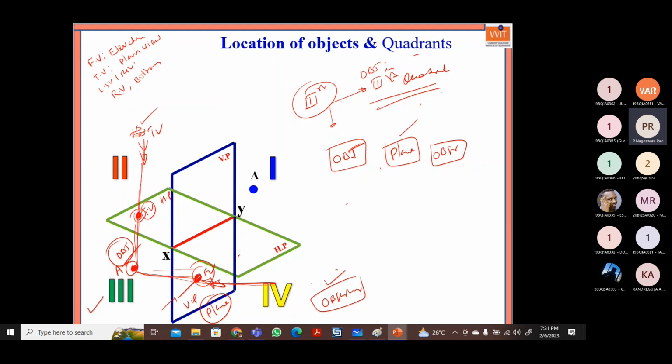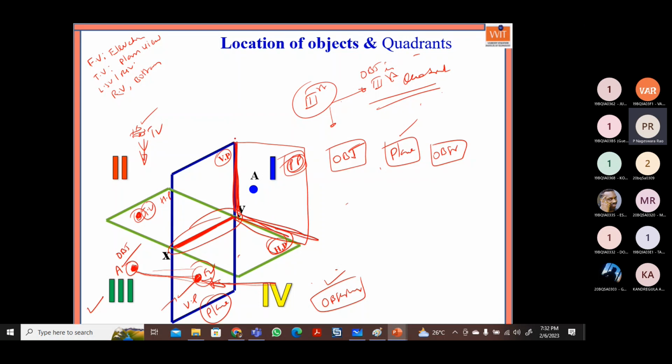See how these images are changing with respect to some reference line. This line is called the reference line, the XY line. And suppose we take a profile plane, which is perpendicular to both VP and HP. The side view plane is called the profile plane. Now if you take the intersection of these planes, say this line we call the XY line. Similarly, the vertical plane, horizontal plane and profile plane intersect here, this line.